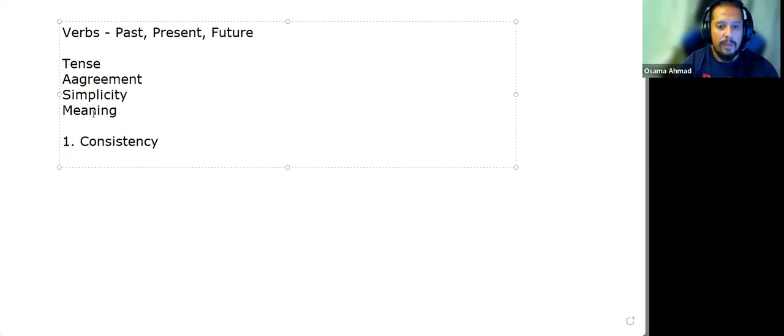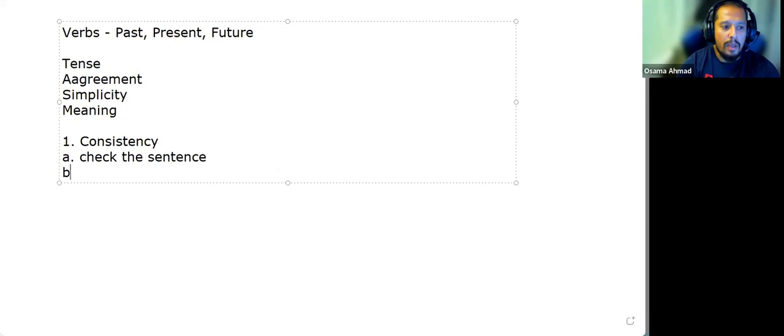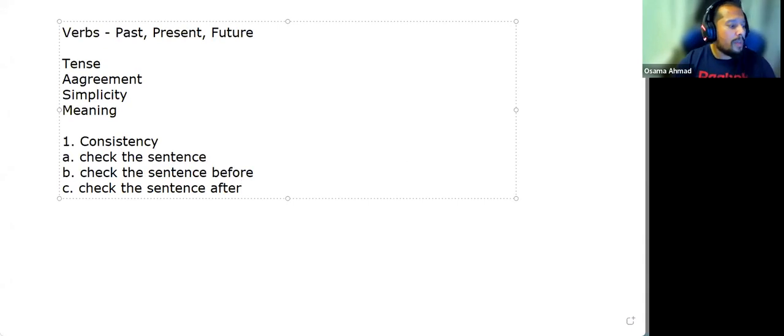And how do we know consistency? A. Check the sentence, so I look for verbs in the sentence. B. Check the paragraph. Check the sentence before. And then C. Check the sentence after. So it's important to work with verbs, right? I check sentences. I look at the verbs inside the sentence that has the question first. I look at the tense of those verbs to decide if it's past, present, or future. Then I look at the sentence before and the sentence after. To check the tense, I check other verbs. So you always check for consistency.